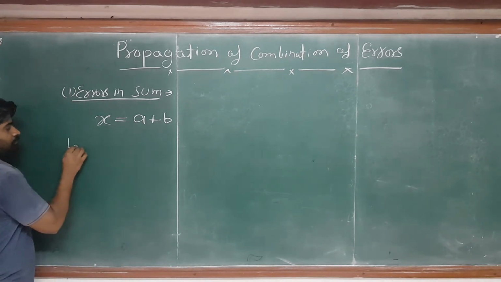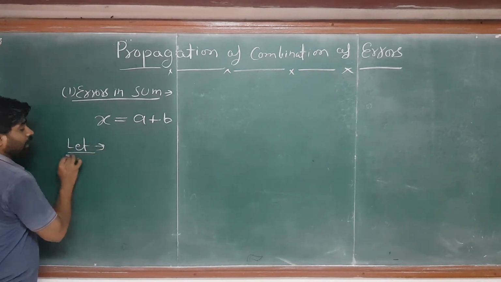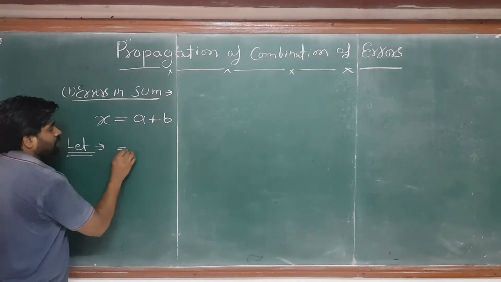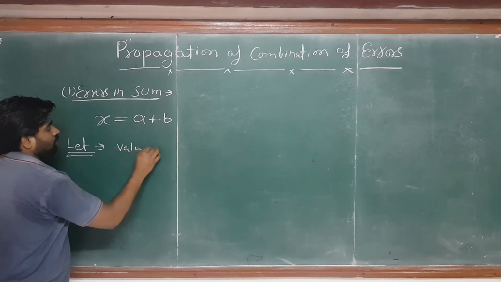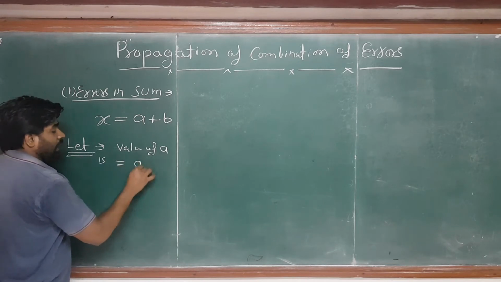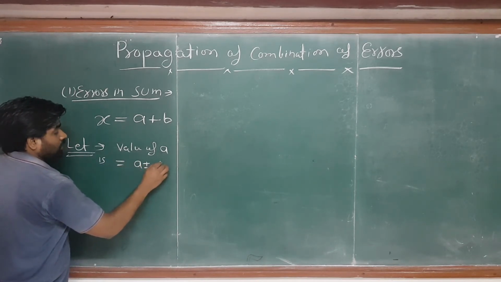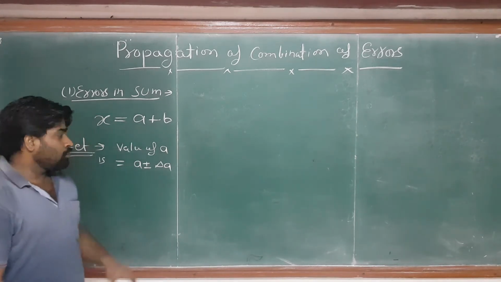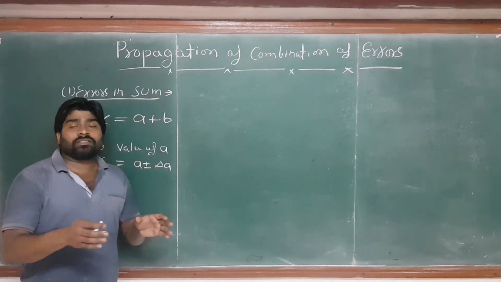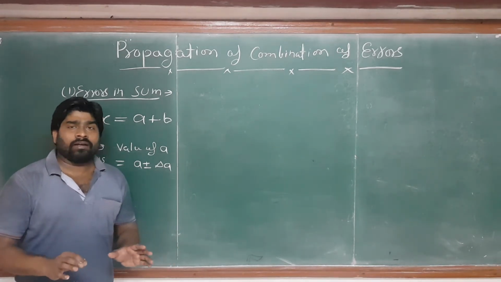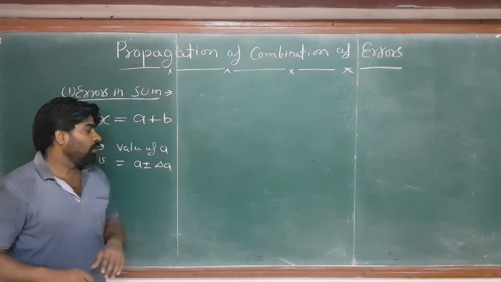Let's suppose we calculated a, and the overall value of a is coming. We can write the value of a as a plus minus del a. What is the meaning of a plus minus del a? So a is its absolute error and del a is the minimum absolute error, which I did in the last video, right?